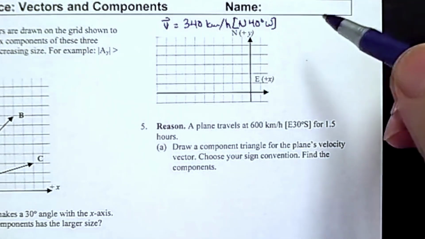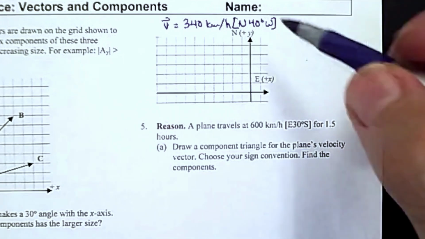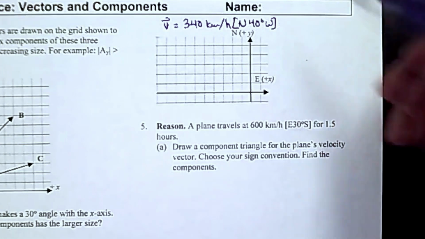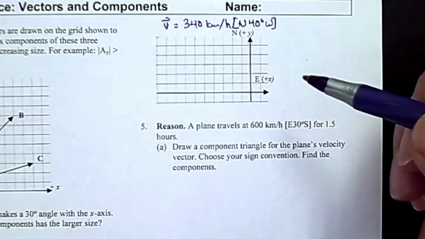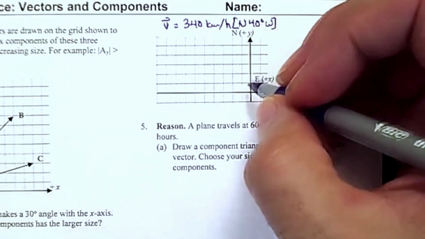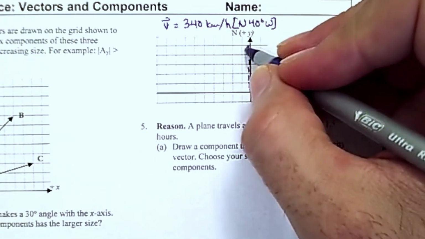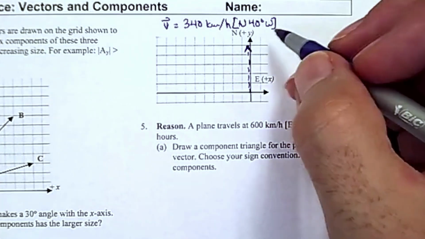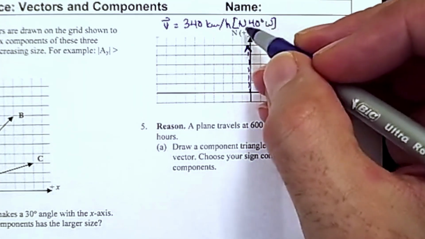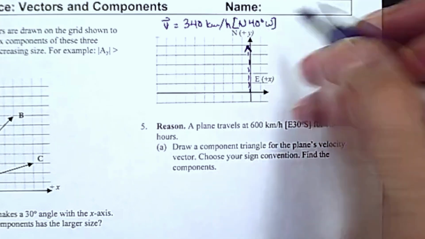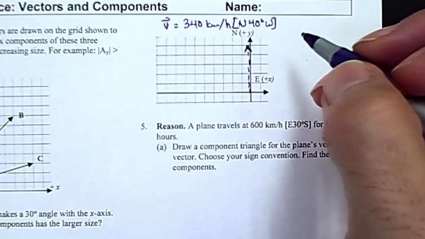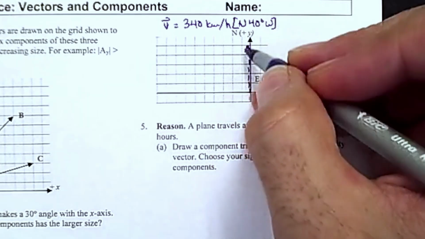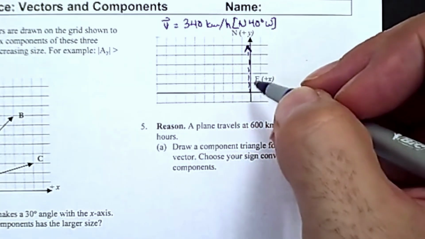Always start by drawing a component triangle. So the direction of this vector is described as north 40 degrees west. So the first component that we're going to draw is the one pointing north. Remember, always draw the components with a dashed line. Next, we measure 40 degrees toward the west. Since this is less than 45 degrees, the x component that we're about to draw is going to be smaller than the y component. Always make this clear.